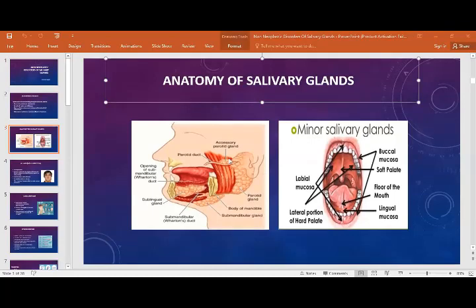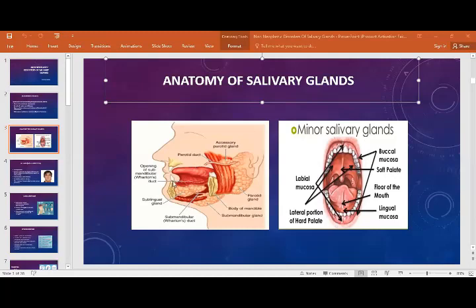As you can see in these images, this is the parotid gland, and with it is a clinically important nerve called the facial nerve, which can be sacrificed during some surgical procedures. Another important thing is the parotid duct, which opens opposite the second molar tooth and is also called Stenson's duct.